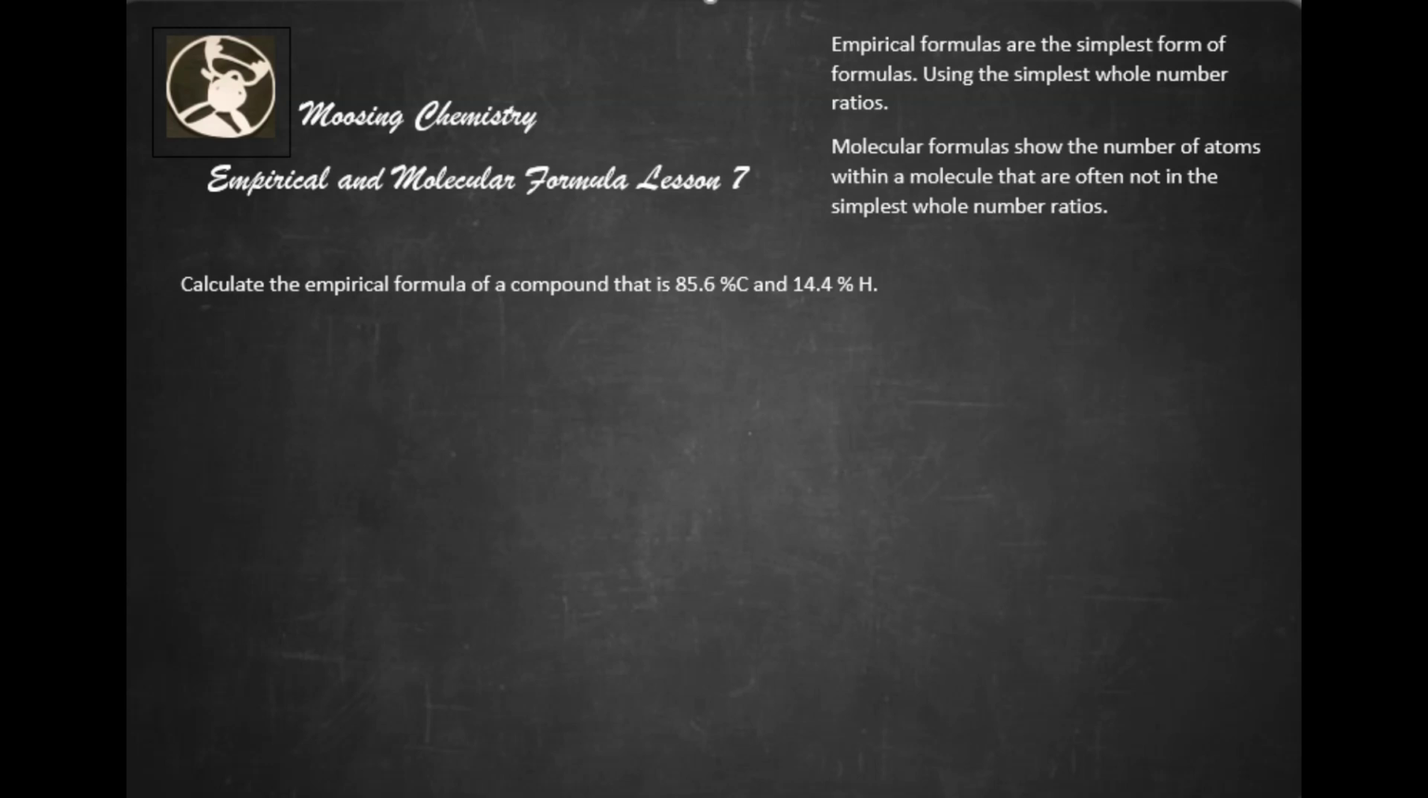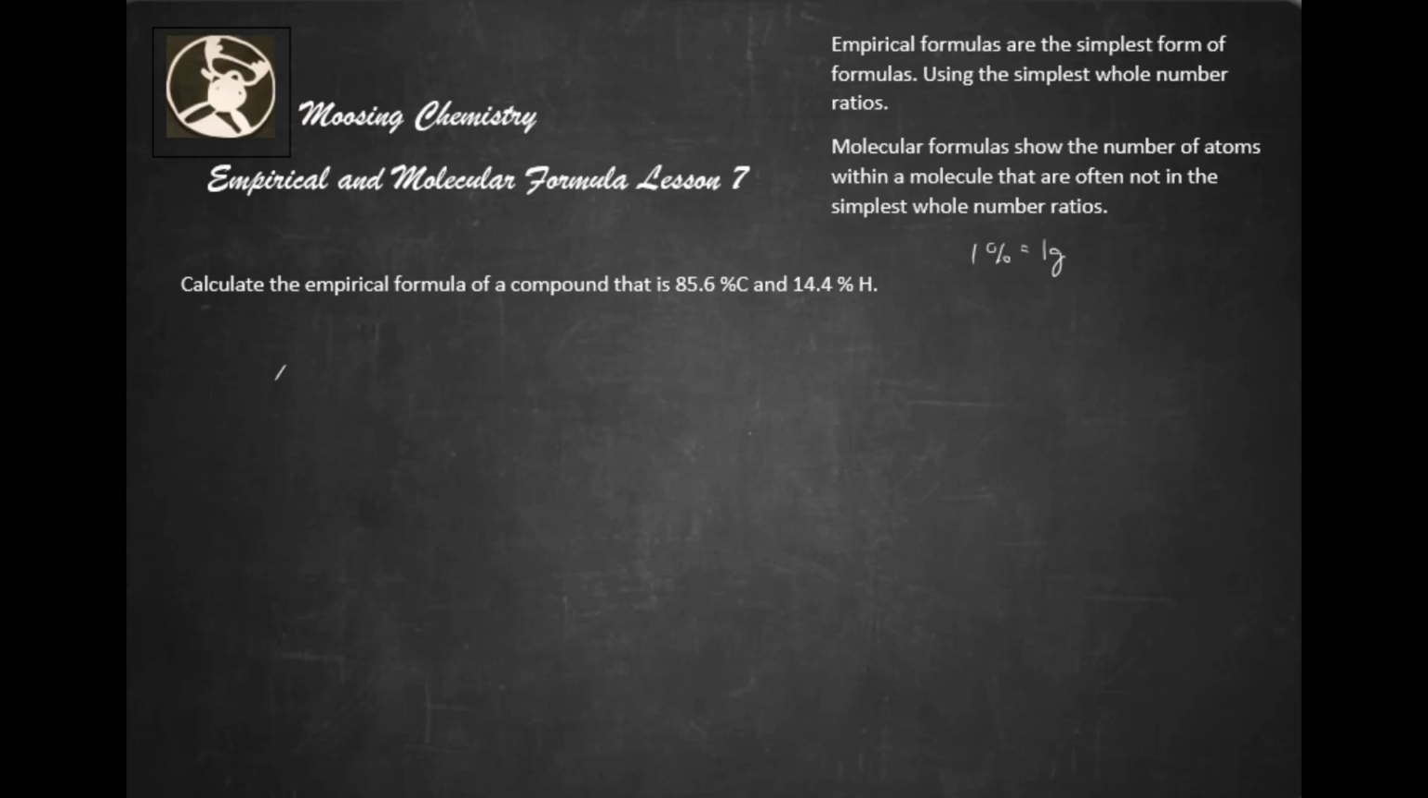This is Empirical and Molecular Formula Lesson Number 7. And in this problem, we're going to calculate an empirical formula of a compound that has 85.6% carbon and 14.4% hydrogen. Well, this is a pretty easy one. Remember, guys, that 1% is equal to 1 gram.